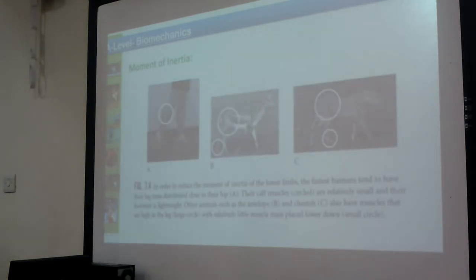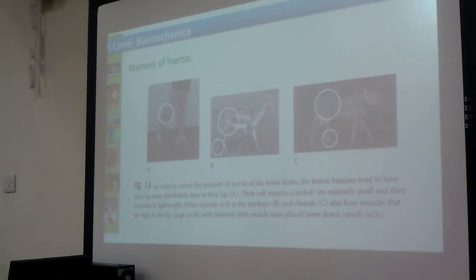Now, here's some interesting examples. Yes? Just to clarify, is angular velocity the velocity of something going in a circle? Yes, it's a rotational velocity. We're looking at angular motion at the moment, so everything is in degrees or radians per second.